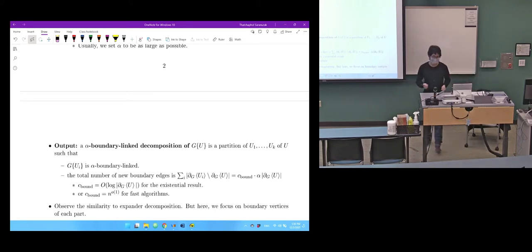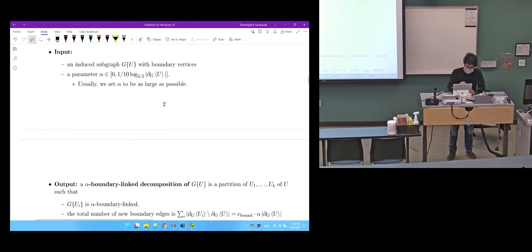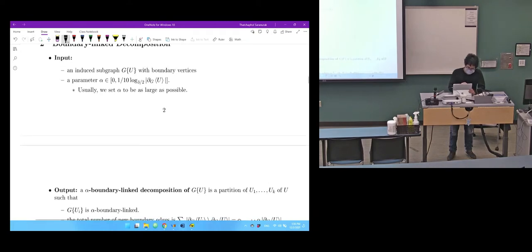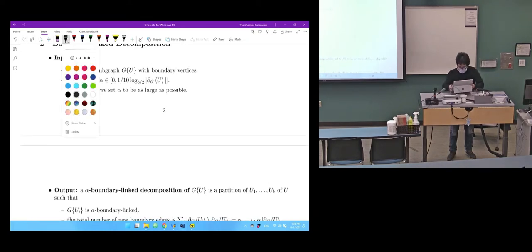All right, so let's start. So last time we were talking about alpha battery link decomposition of a graph. And just to recap, one sec.